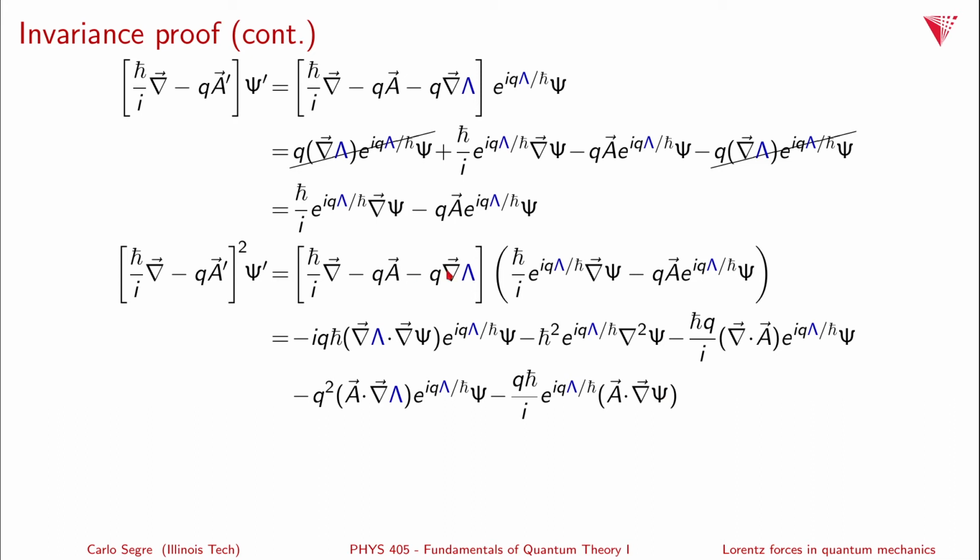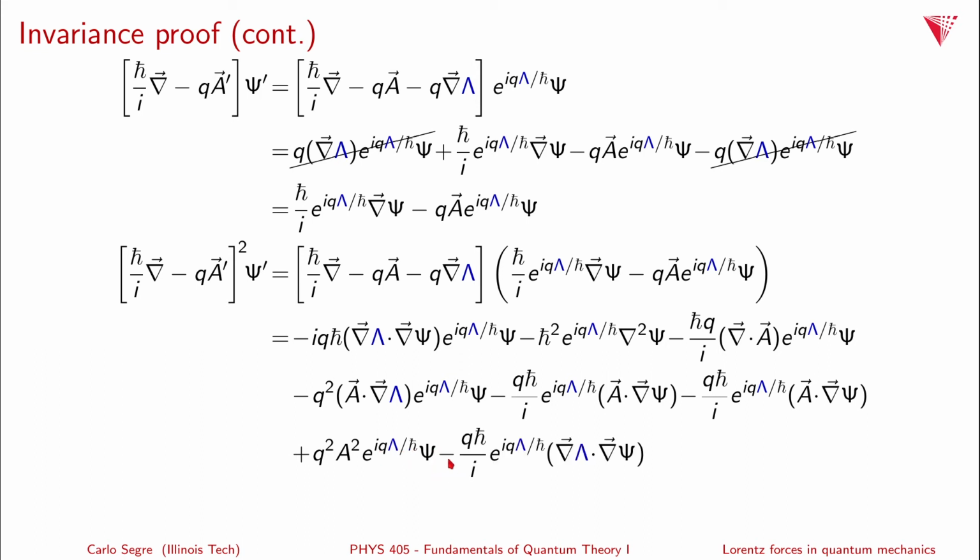And then you have four terms from these two multiplied times these two. The first term gives you minus q h bar over i, e to the i q lambda over h bar, A dot gradient psi. Then you get plus q squared A squared e to the i q lambda over h bar psi. And finally, you get minus q h bar over i, e to the i q lambda over h bar, gradient of lambda dotted into gradient of psi, plus q squared A dotted into the gradient of lambda, e to the i q lambda over h bar psi.